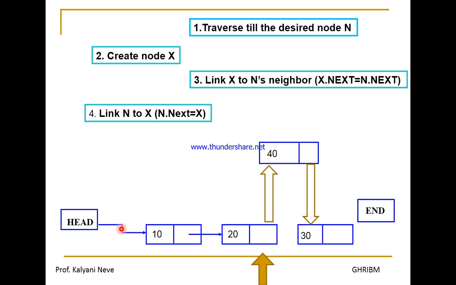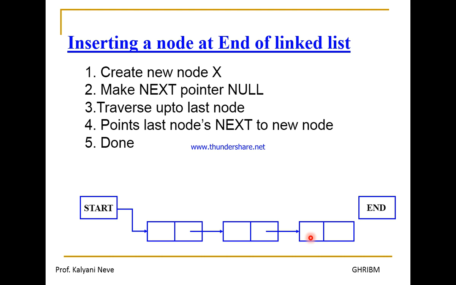Now what happens: head stores the first node, the first node stores the second node, the second stores the new node, that is the third position node, and the third node stores the fourth node, and this is done with this algorithm.